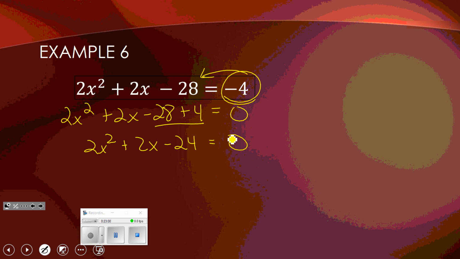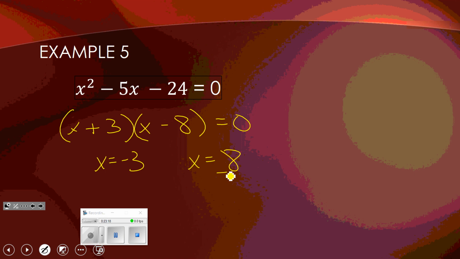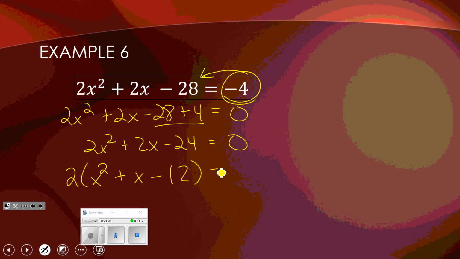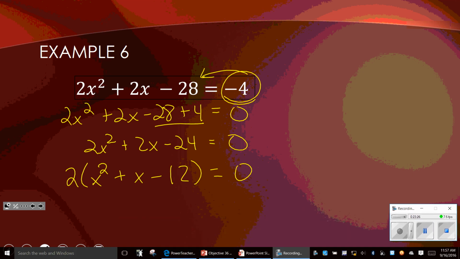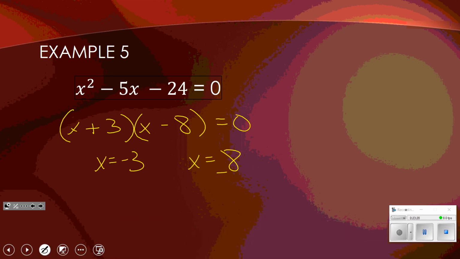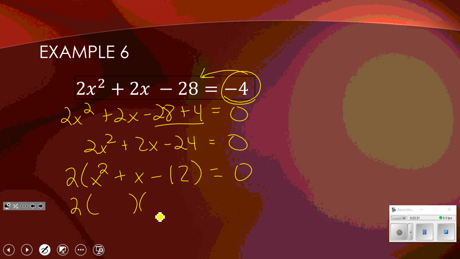Yes, the best factors in the whole wide world? Find the GCF first. So we would take out a 2 and be left with x squared plus x minus 12. So far, so good? Oops. Take out the GCF first. Then what? Then we're going to factor it. X and plus 4 and minus 3. Then what?